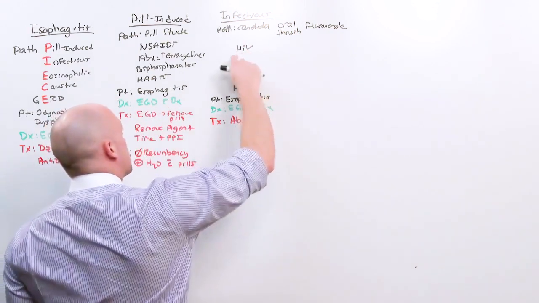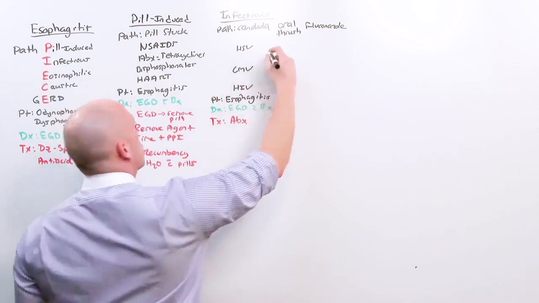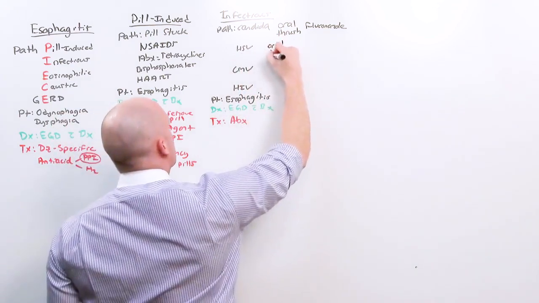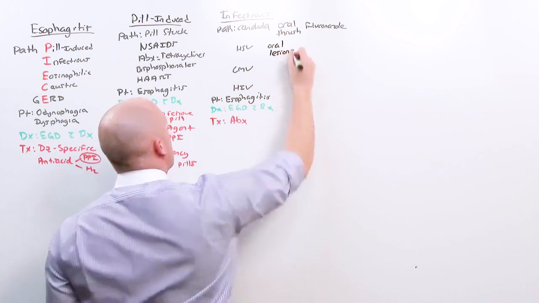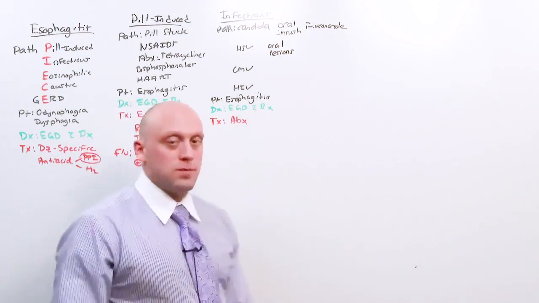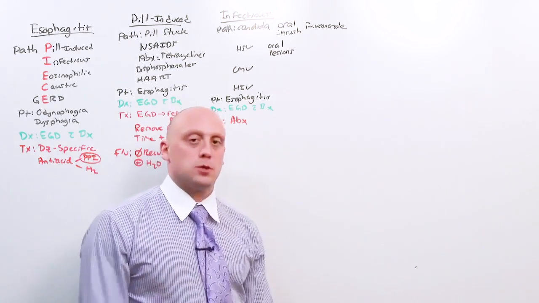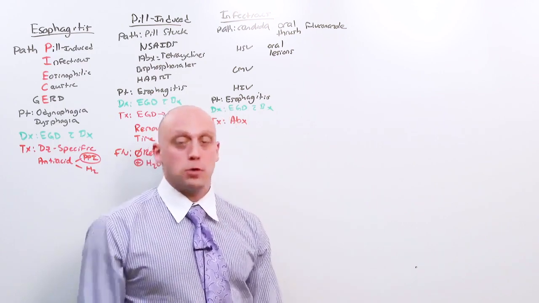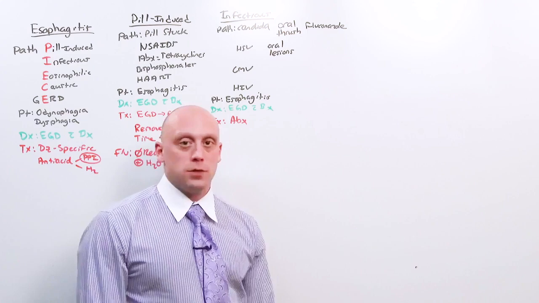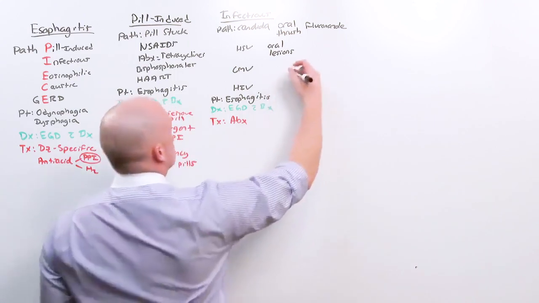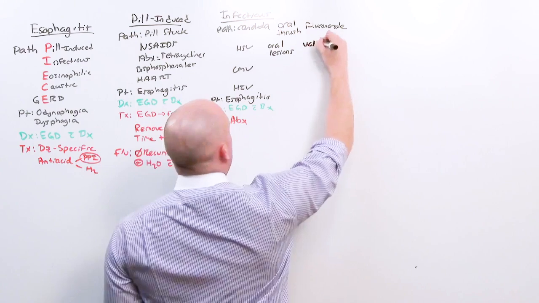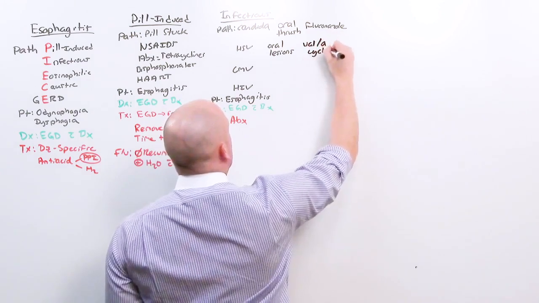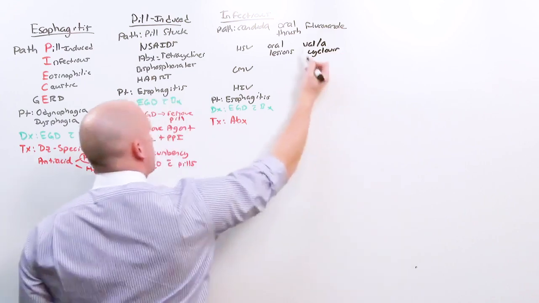Just like candidiasis, if you have herpes esophagitis, you're probably going to see the oral lesions. Painful prodrome, vesicles on an erythematous base, ulcers in the multiple stages of healing, and esophagitis is probably herpes. Of course, you can take a biopsy and see for yourself. If you suspect HSV, you treat with Val or acyclovir. Acyclovir or valacyclovir.